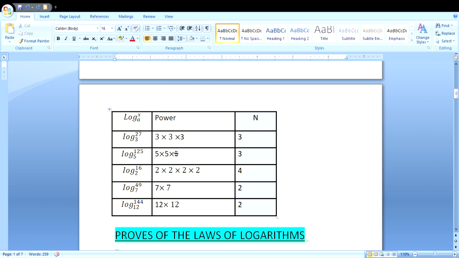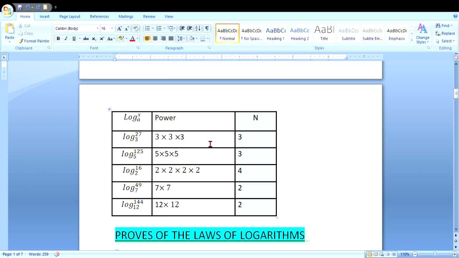Logarithm, another word for logarithm is also power. Here we see 27. How many times do we multiply the base to give us 27? It's 3 times. 1, 2, 3, which is 3 raised to power 3.